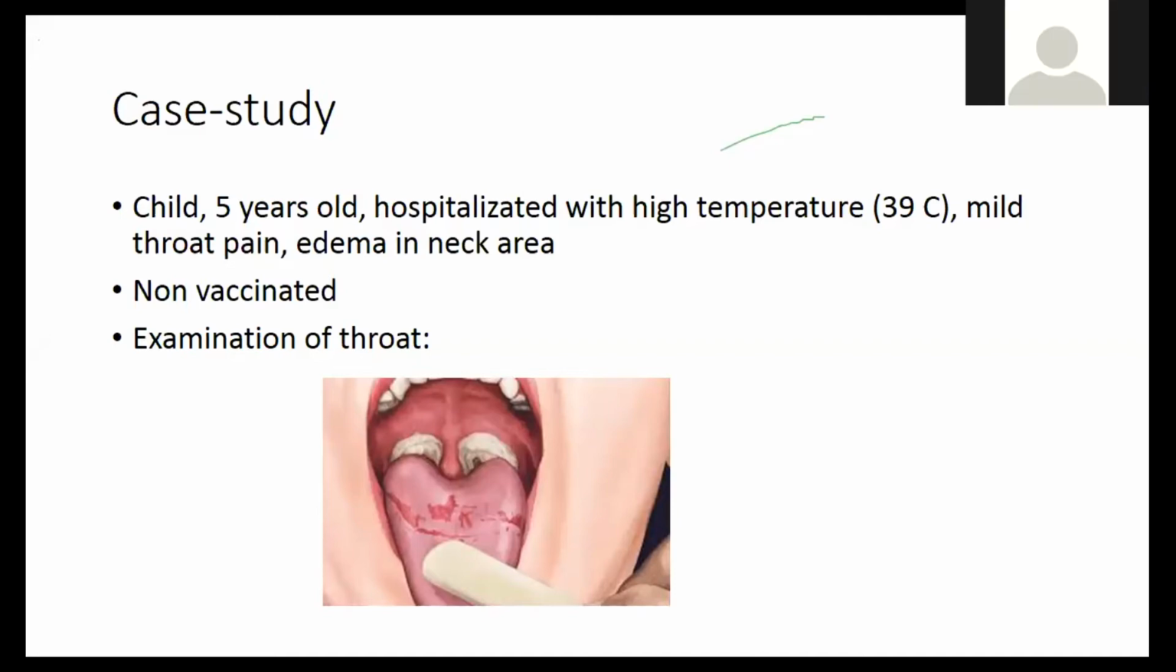Danish Hussein. Yes, ma'am. Case study for all students, please read and listen. A child, 5 years old, hospitalized with high temperature, 39 degrees, mild throat pain, and edema in the neck area. This child is non-vaccinated. Examination of the throat. Please, Danish Hussein, describe the throat. What do you see in this picture?